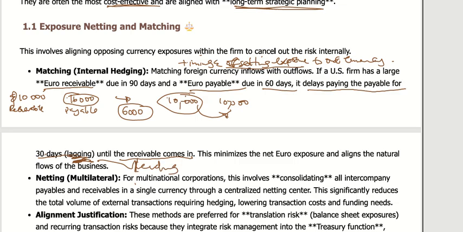Okay, you can also do what we call leading. Leading is just the opposite of lagging, meaning that if, for example, you are receiving this receivable in 30 days, and then you are making this payable in 60 days, why don't you lead? That is, why don't you pay 30 days before? So basically that is that. It's the same thing.